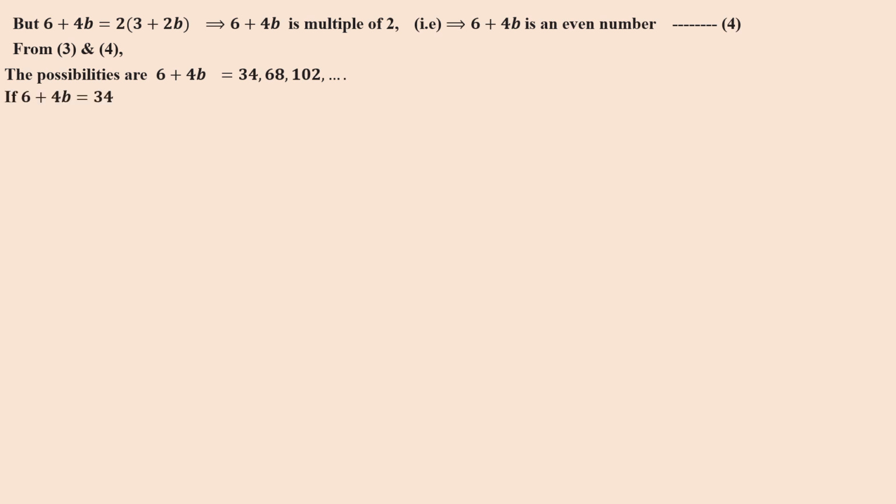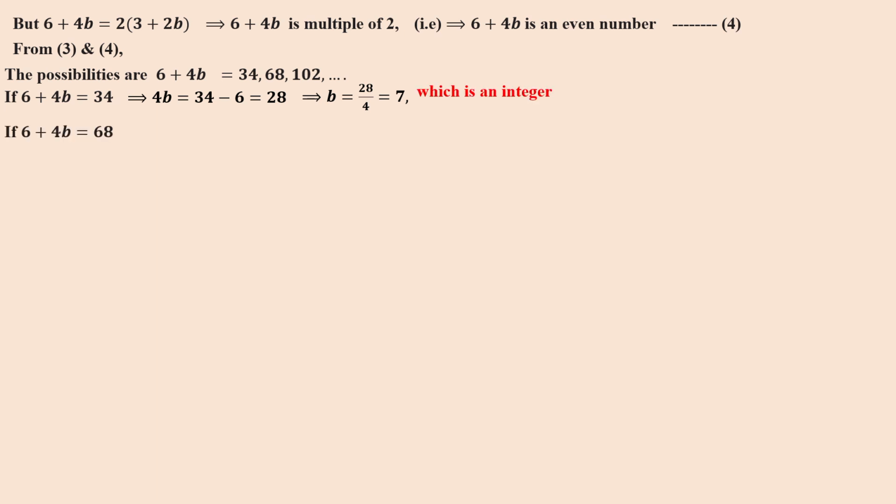If 6 + 4b = 34, then 4b = 34 - 6 = 28. Therefore b = 28 / 4 = 7. So 7 is an integer. They have given that b is also an integer, so we have to take the even numbers such that b is an integer. So b = 7 for the first value, 6 + 4b = 34. That is correct.